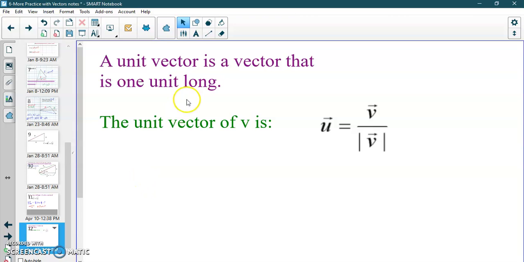So, a quick recap: a unit vector is a vector that is 1 unit long. We use u as our unit vector, and v is our original vector that we're given. To find that unit vector, we take the components of our original vector and divide them by the magnitude of that vector. Then if we want to find a vector of another length, we take this value from the unit vector and multiply by whatever length we're trying to find.